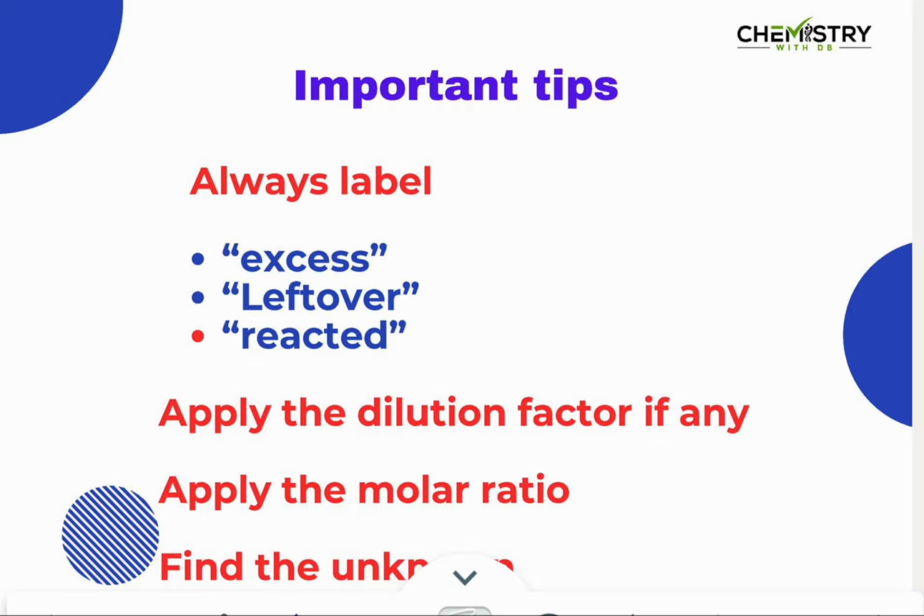After that, you apply the dilution factor, if there is any. That means you made up a solution to 250 and then used only 25, so you are using only 1/10 of the solution. So the final moles you will have to multiply by 10 to get the original number of moles in the actual substance. Right? Apply the molar ratio and then you can find the unknown.